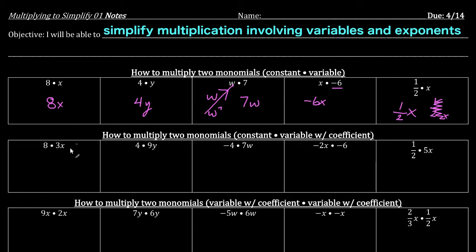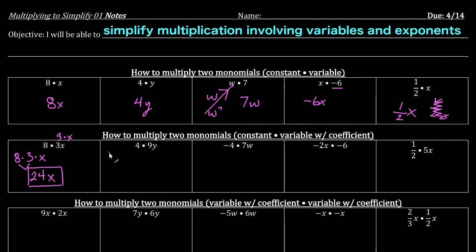Now on this next one, it says 8 times 3x. If you were to expand this 3x, it would say 3 times x. So in reality, you have 8 times 3 times x. Remember that you can multiply in any order. So you may as well multiply the 8 and the 3. You get 24. You can't multiply by x because you don't know what it is. So 24x.